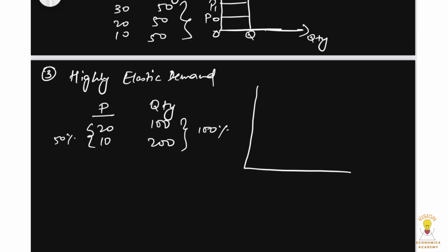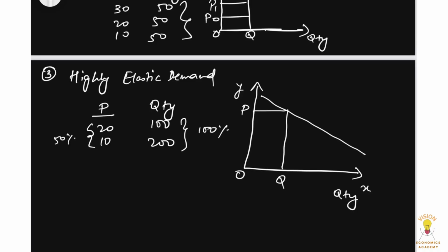The diagram would be a flatter curve, which represents the highly elastic demand. Here you can see the quantity demanded. At price OP, OQ is demanded, and at price, let's say OP1, OQ1 is demanded. So with the little fall in the price, see how much the quantity has increased. So it is highly elastic.